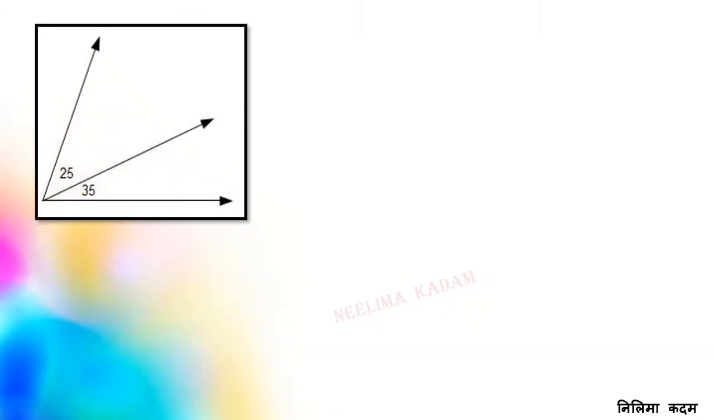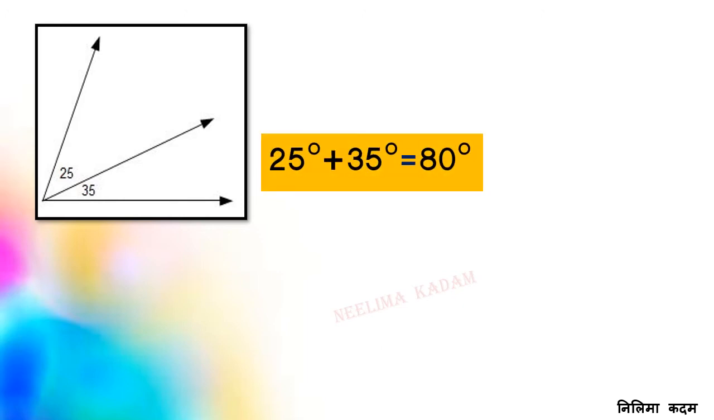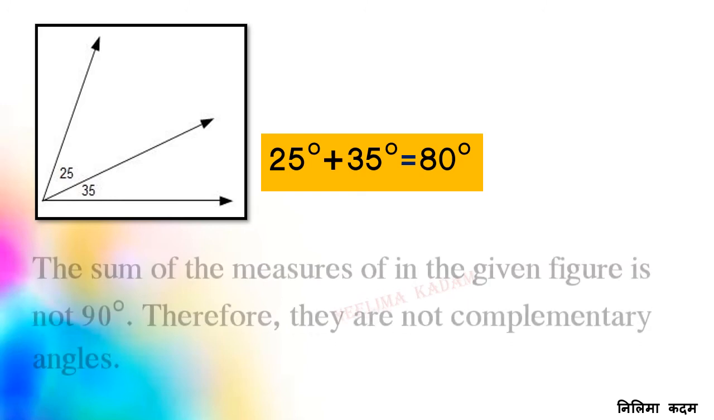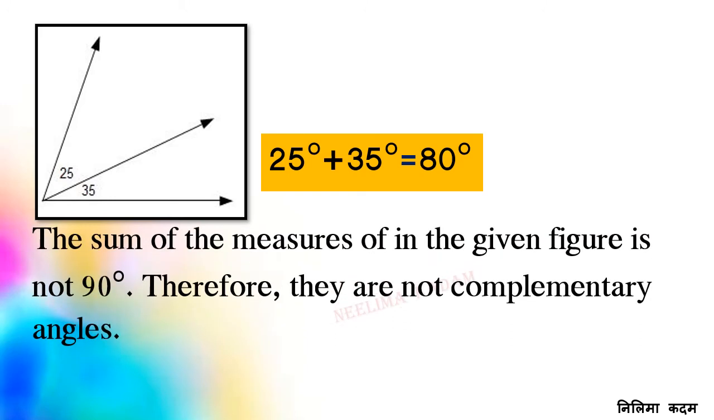Now 25 and 35. Let's add them together. How much is it? 25 plus 35 is equal to 80 degrees. Now here the sum of the measures of these two angles is not 90 degrees, and therefore they are not complementary angles. Okay, so what is the condition? Their sum should be 90 degrees.